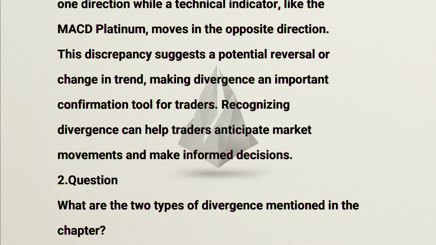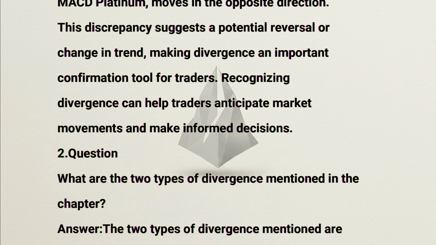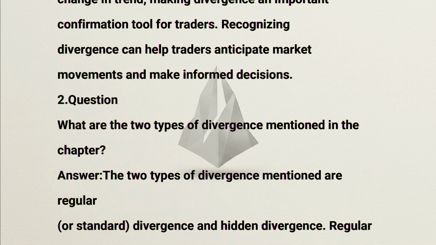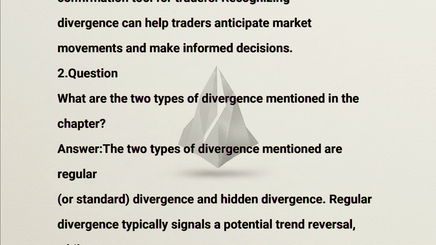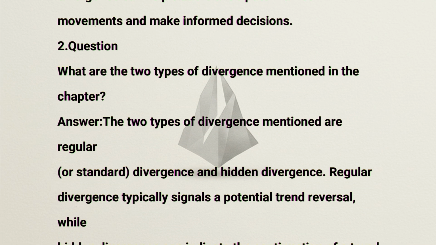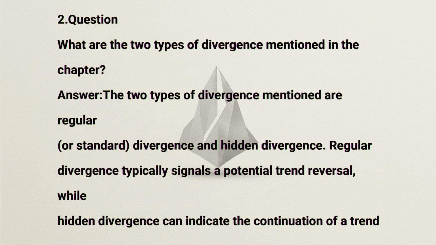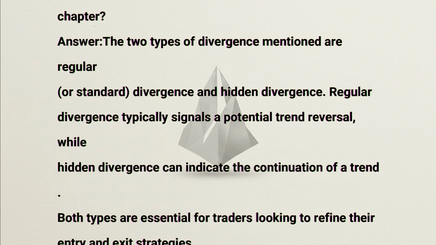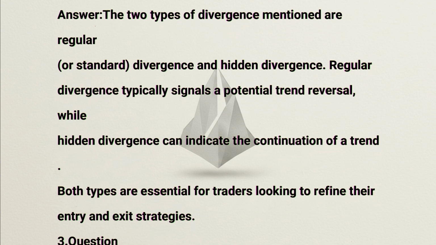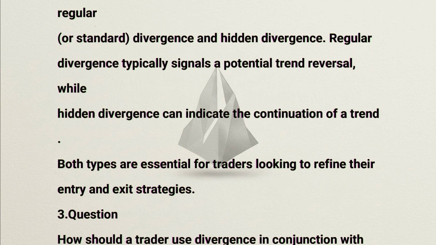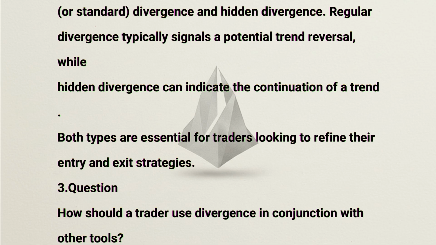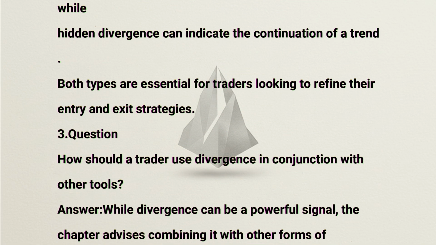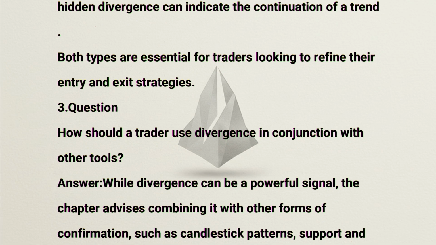Recognizing divergence can help traders anticipate market movements and make informed decisions. 2. Question. What are the two types of divergence mentioned in the chapter? Answer. The two types of divergence mentioned are regular or standard divergence and hidden divergence. Regular divergence typically signals a potential trend reversal, while hidden divergence can indicate the continuation of a trend. Both types are essential for traders looking to refine their entry and exit strategies.